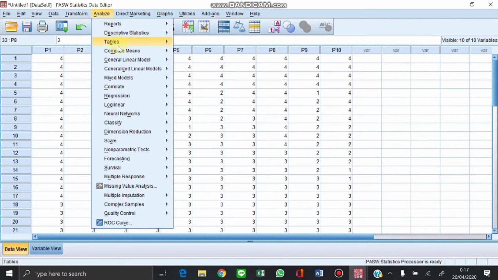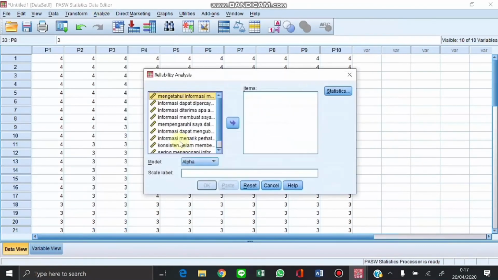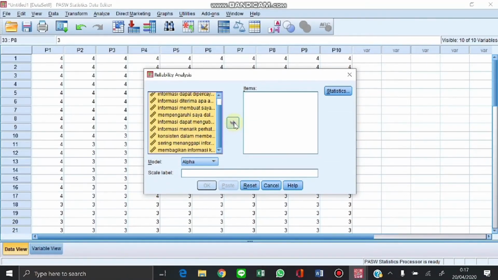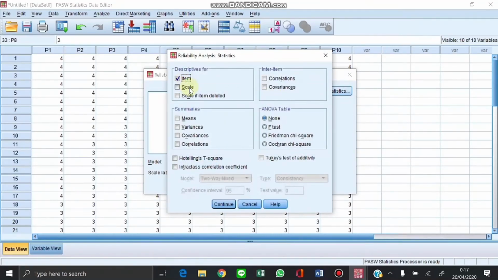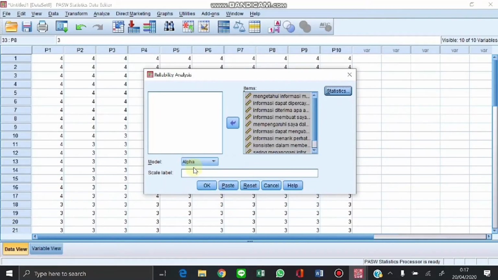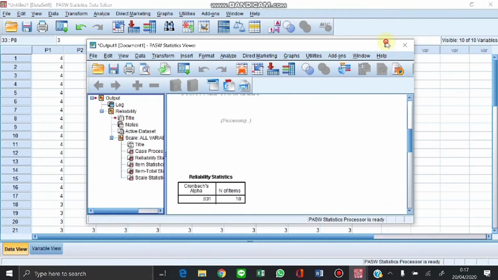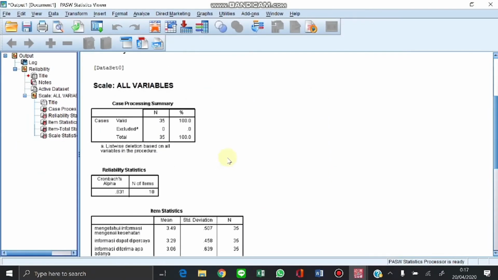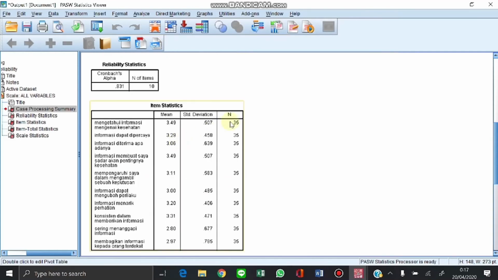Okay, then we click Analyze, Scale, Reliability Analysis, and then Control A, select all of them, move to the items, and then click Statistics, then click Item, Scale if item deleted, and then click Continue, and the model is Alpha, and then click OK. So here it is, we can see the output, and we can see the 35 data too.